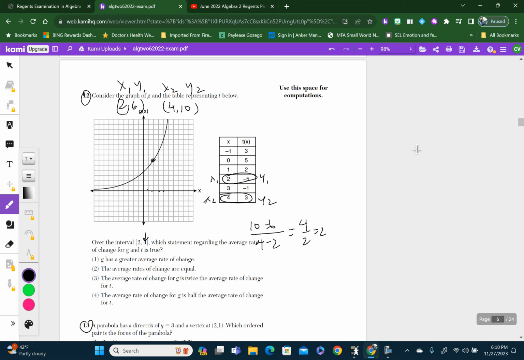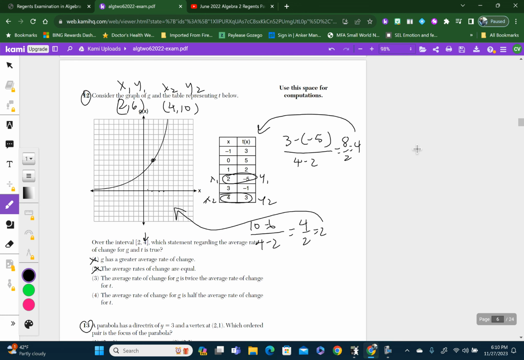And so now I'm just plugging numbers in. So I have 3 minus negative 5 over 4 minus 2. And so this is going to be 8 divided by 2, which is equal to 4. So this is 4, and this one is 2. So which is true? G has a greater average rate of change. That's not true because that one is 2. The average rate of change are equal.